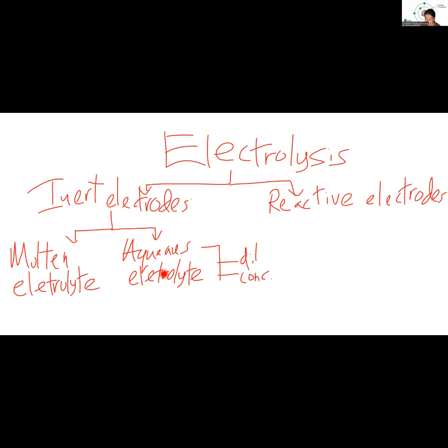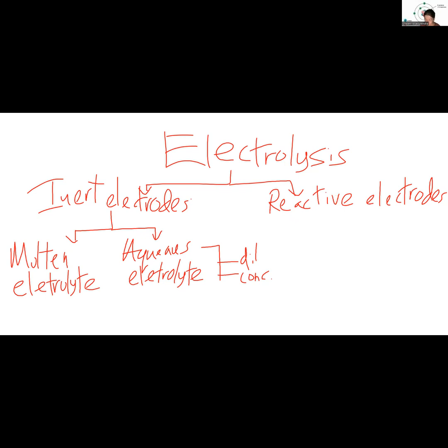But when the reactive electrodes are there, the solution doesn't have to do it all by itself. Sometimes the electrodes themselves can give out electrons, or sometimes the electrodes take in electrons. So we see what happens there.